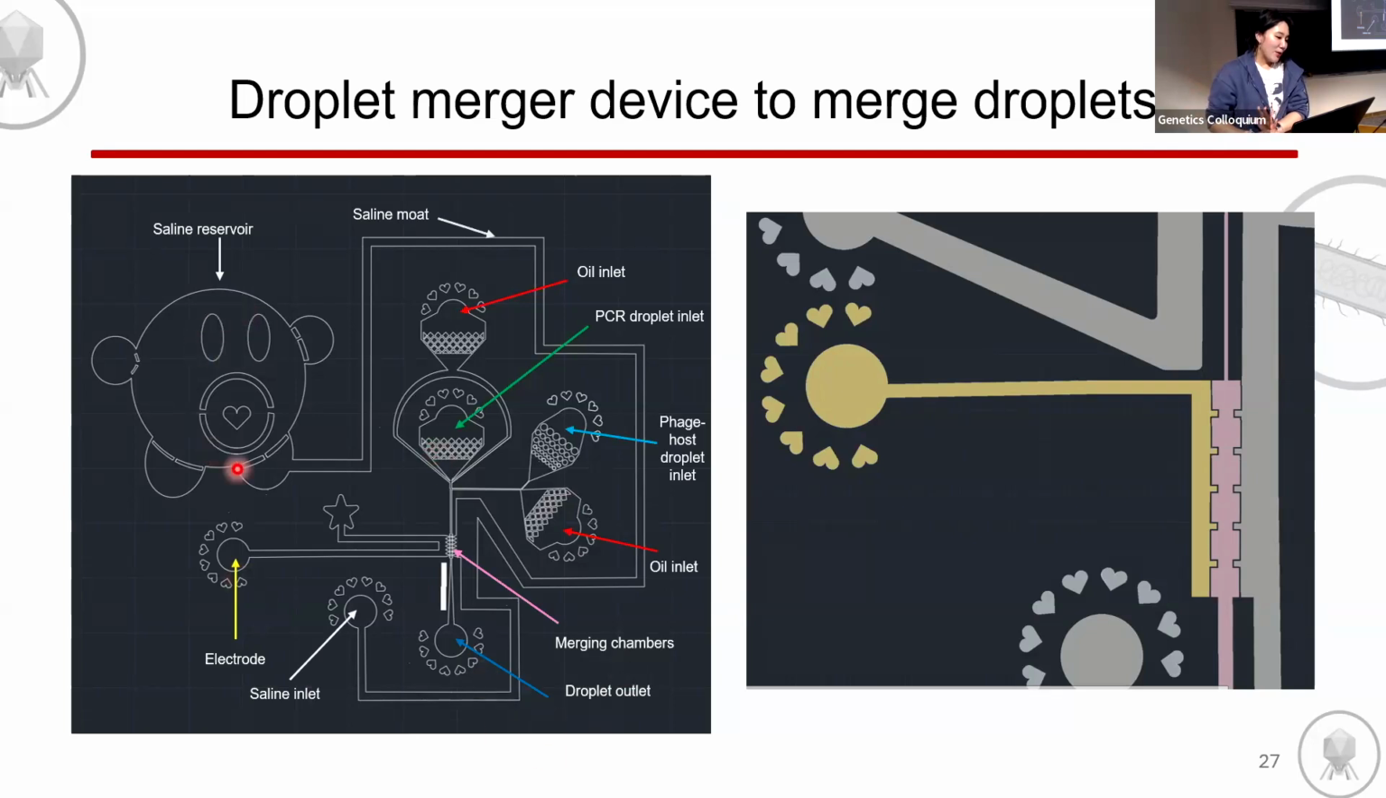This saline reservoir right here is where I'm actually using it as a ground, so that no electrical current is going anywhere outside the chip. I have the electrode and the merging chambers indicated right here in yellow and pink. So this shows what the merging chambers are supposed to look like.